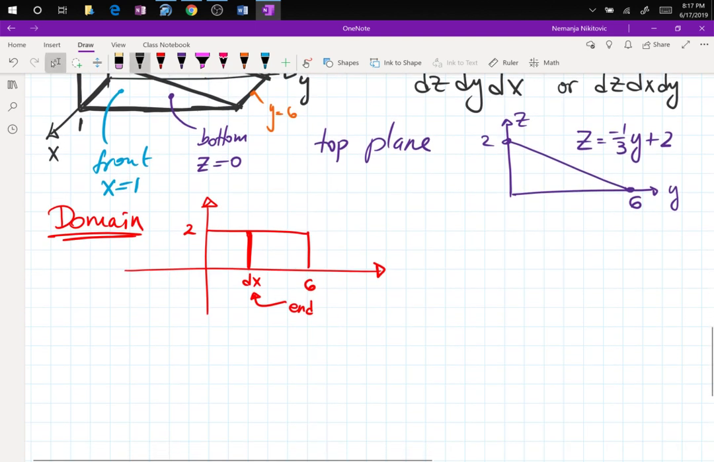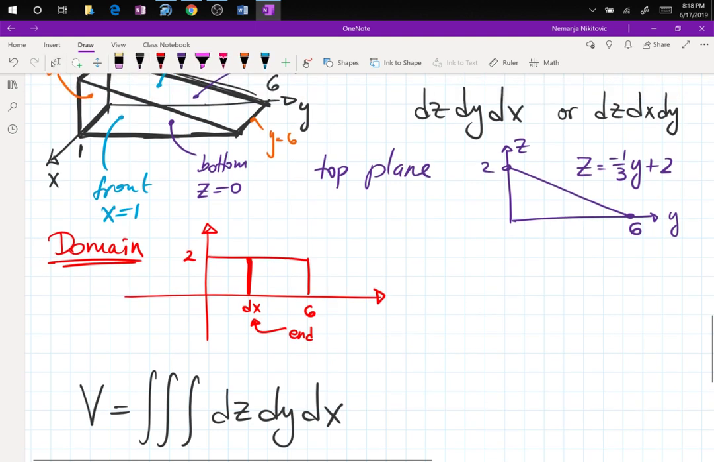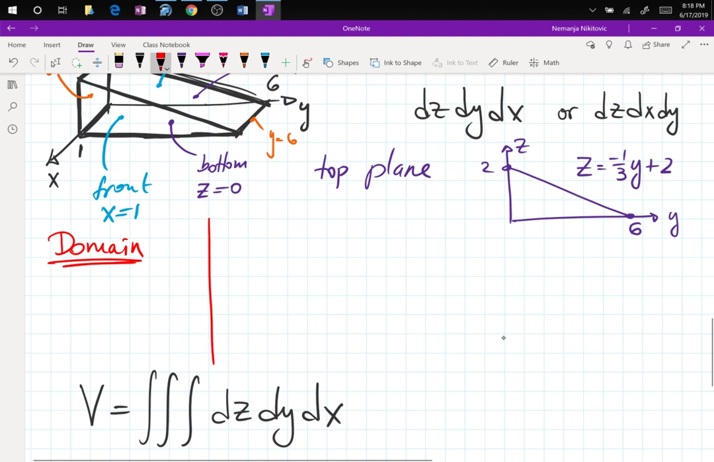So I have everything ready to calculate the volume of this solid. We already agreed on dz, dy, dx. Now if I look at my red picture, which is the domain, oh no, I have the picture wrong. You all see that I have the picture wrong? It's the y value that goes up to 6, not the x. So this picture is terrible. Need to fix this. Needs to look like this. There we go. Much better.